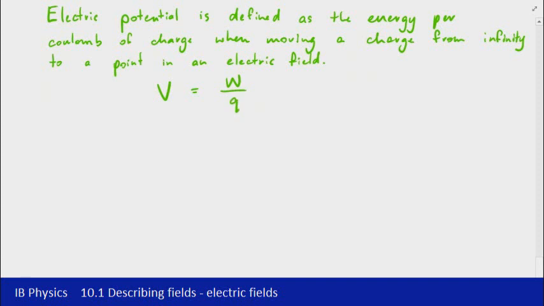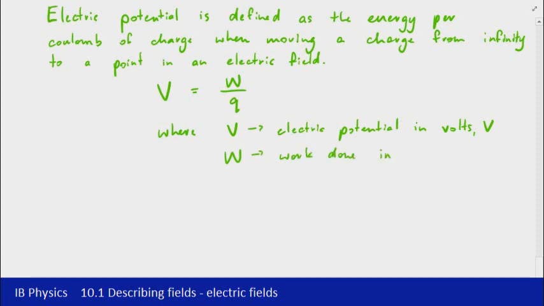Now V is the electric potential, and electric potential is measured in volts with the symbol capital V. W is the work done, and that's measured in joules, with capital J, and Q is the charge, and that's in coulombs. So that's if we're looking at the electric potential at a point in a field.